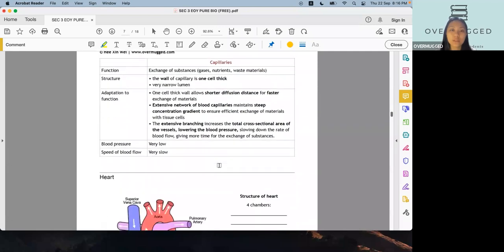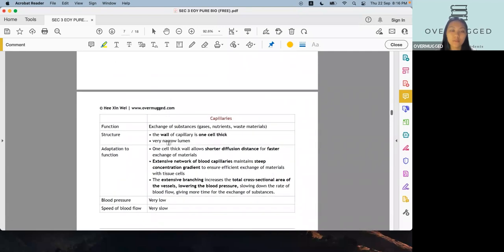So for capillaries, the function is really important. I think students definitely know that the exact function is to exchange substances. So it depends on where these capillaries are. If these capillaries are your lung capillaries, what do they exchange? They mainly exchange gases, right? Oxygen and carbon dioxide. And then if these capillaries are at your villi, what are the main things being exchanged? Nutrients, glucose, amino acids, and potentially waste material.